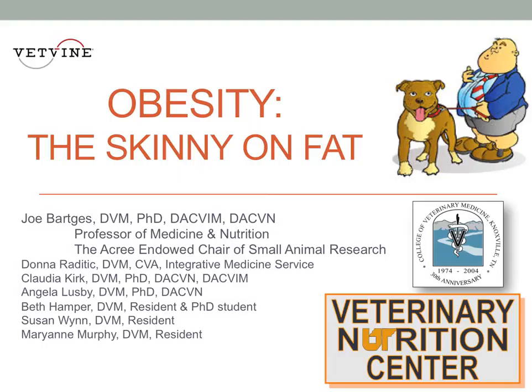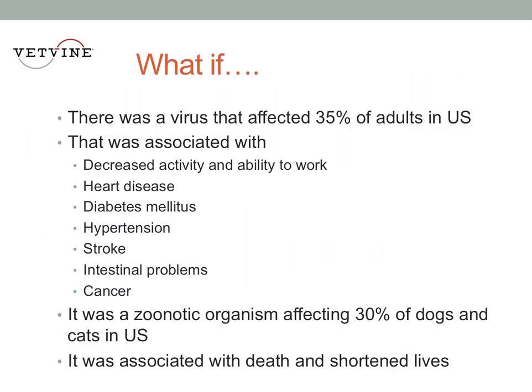So what if there was a virus that affected about 1 in 3 adults in the United States, and that viral infection was associated with a decreased activity and ability to work, heart disease, endocrine diseases like diabetes mellitus. It increased the risk of high blood pressure, hypertension, stroke, intestinal problems, and cancer.